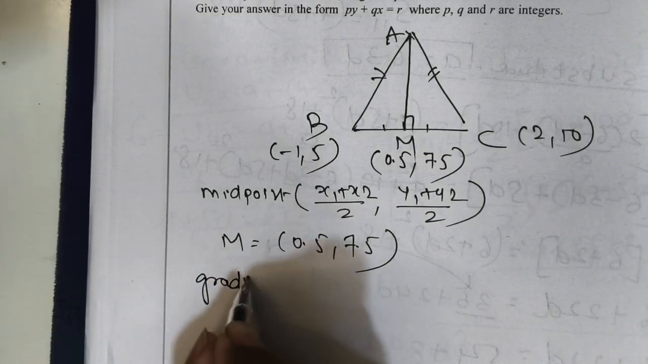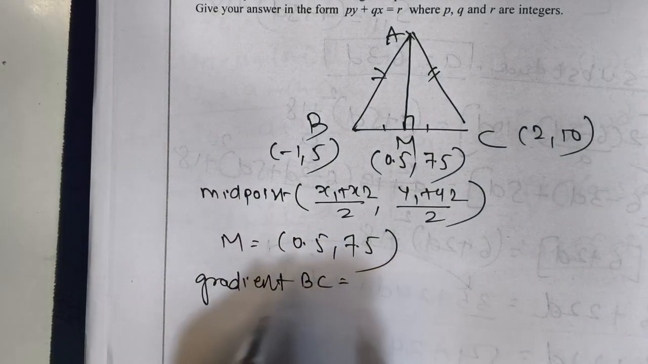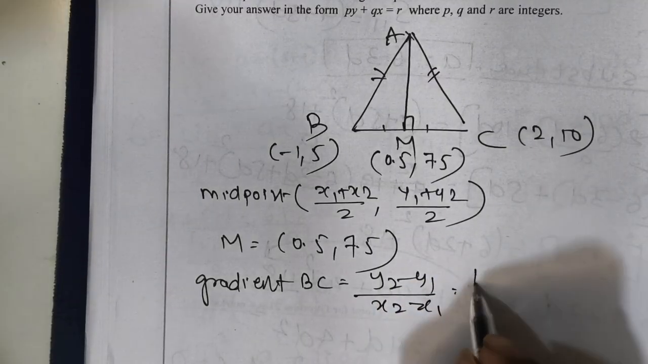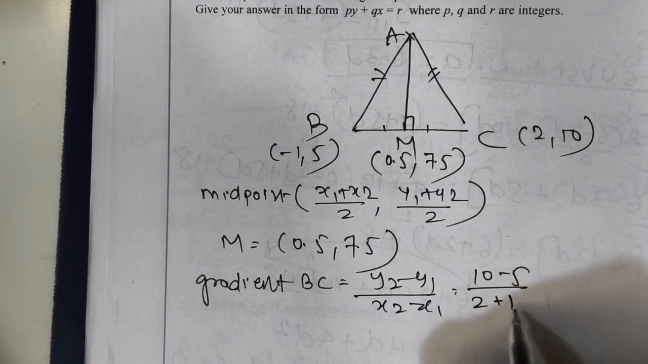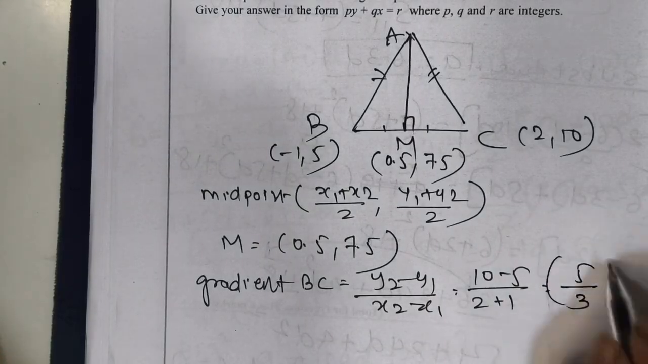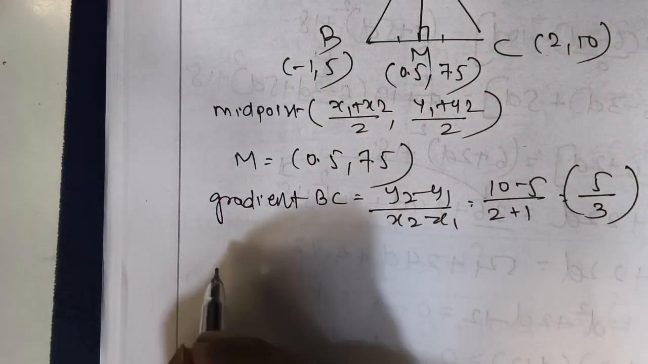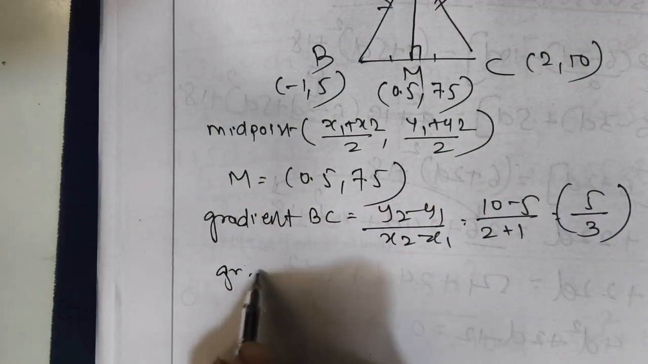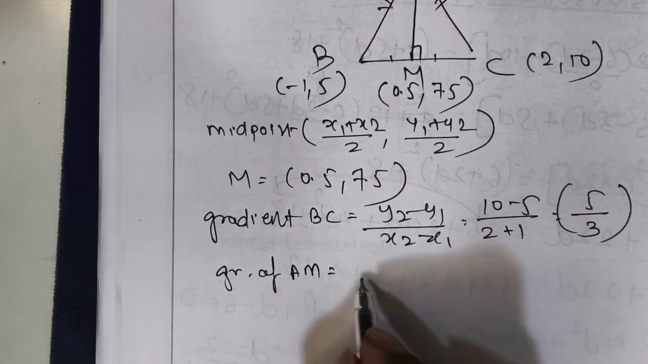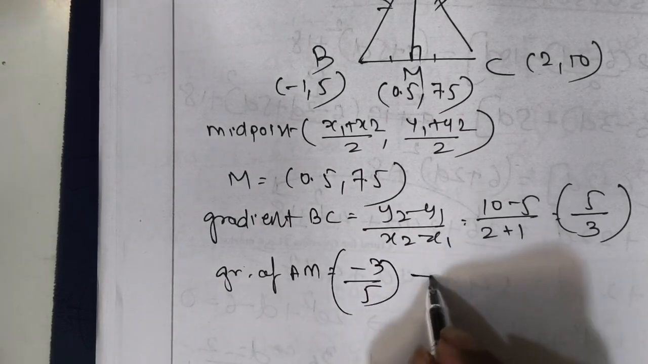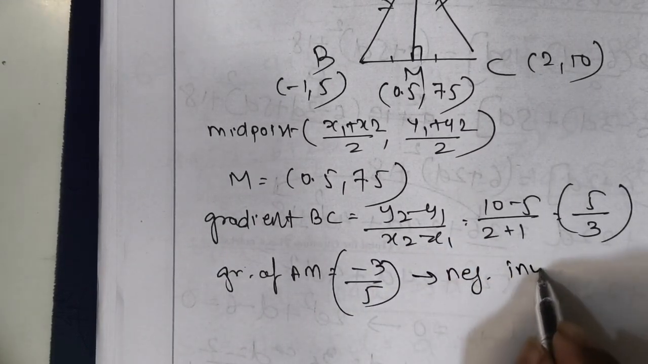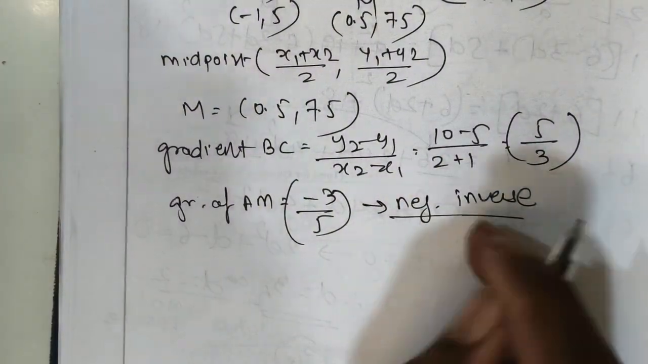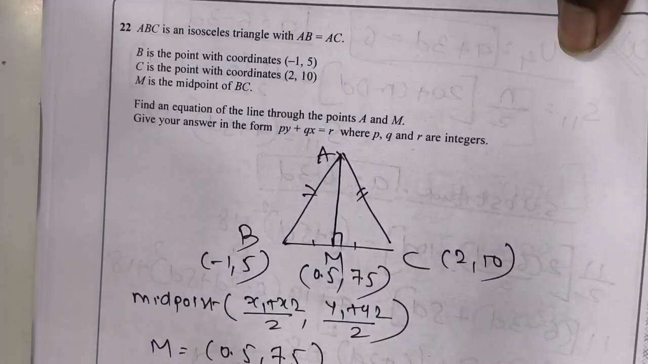So I write gradient BC is equal to y2 minus y1 upon x2 minus x1, which is equal to 10 minus 5 upon 2 plus 1, which is 5 upon 3. Right? As you know, if gradient of BC is 5 by 3, gradient of AM is going to be minus 3 upon 5, which is the negative inverse. Correct? You solved it. Negative inverse is done.